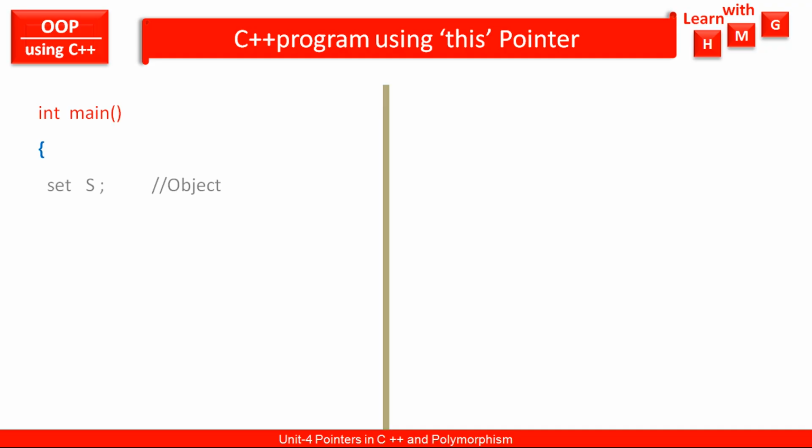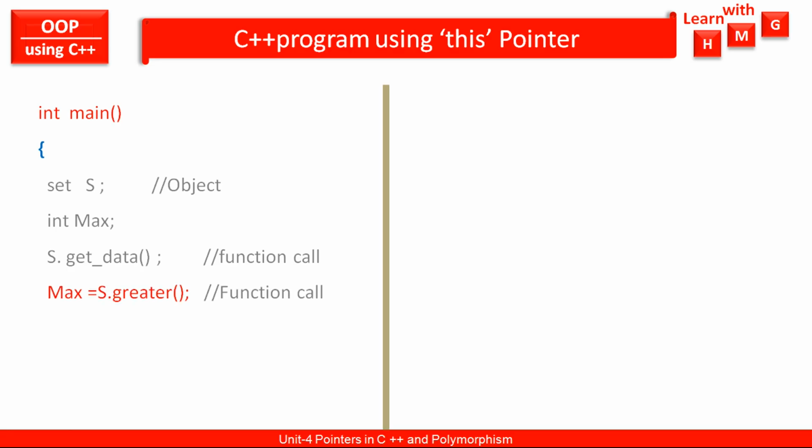Now let us write the main function. In main, first of all create the object s of the type set, then declare a max variable, which is our output variable where the result will be stored. S dot get data: here I am performing the input operation, that is object S is calling the get data member function. This function call will accept the values of x and y data members.